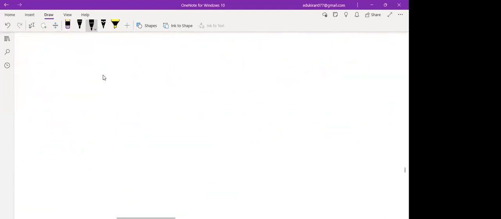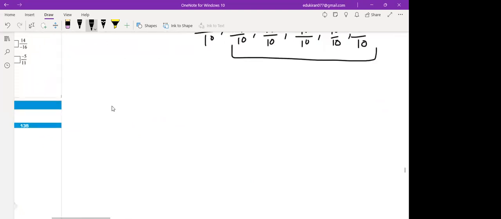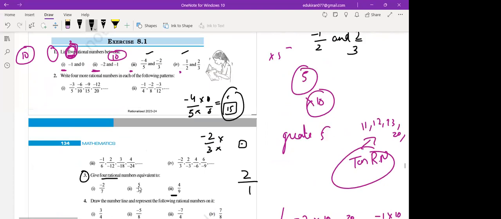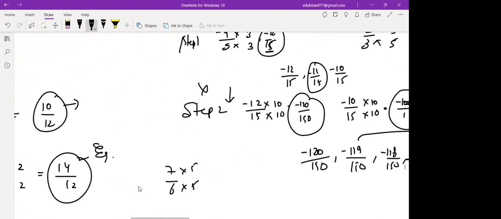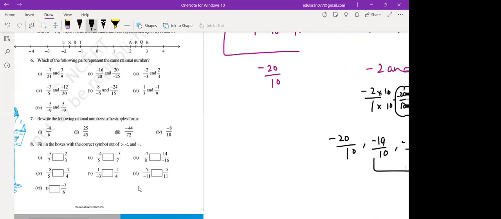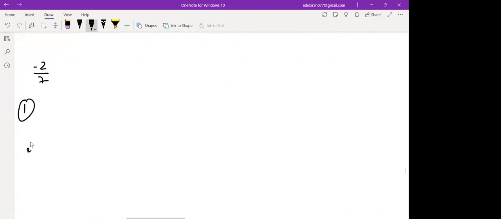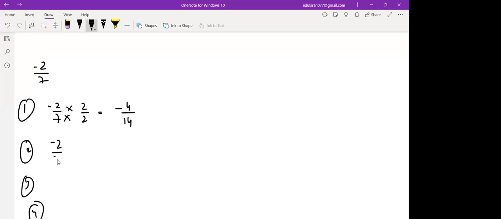So for example, the first question is minus 2 upon 7. How many equivalents do I have to find? 4. So first, second, third, and fourth. First, minus 2 upon 7, I'm just doing it with 2. So I got minus 4 upon 14. Minus 2 upon 7, I can do with 3. So 3 2s are 6, minus 6 upon 21. Then minus 8 upon 28, and minus 10 upon 35. So minus 8 by 28.